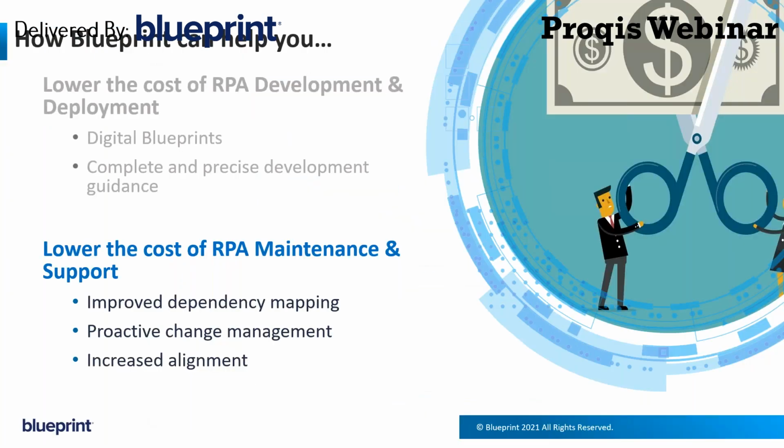So now that we've covered how Blueprint can help lower the cost of RPA during development and deployment, we're going to show you how Blueprint can specifically reduce the cost of RPA maintenance and support by enabling that improved dependency mapping, proactive change management, and increased alignment.